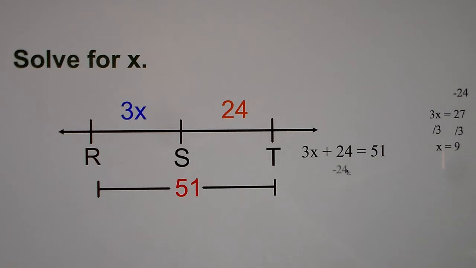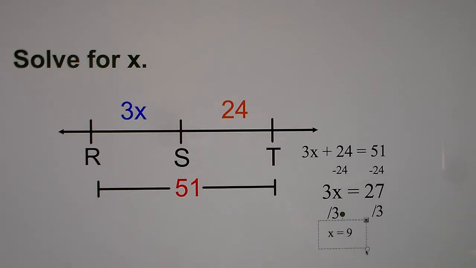We then do our inverse operations. We subtract 24 from both sides. So we have 3x equals 27, because 51 minus 24 is 27. We then divide by 3 to both sides. And we get x equals 9. Let's do another.